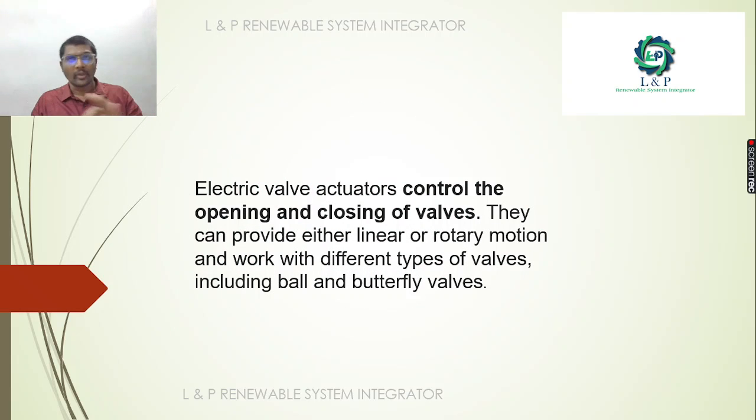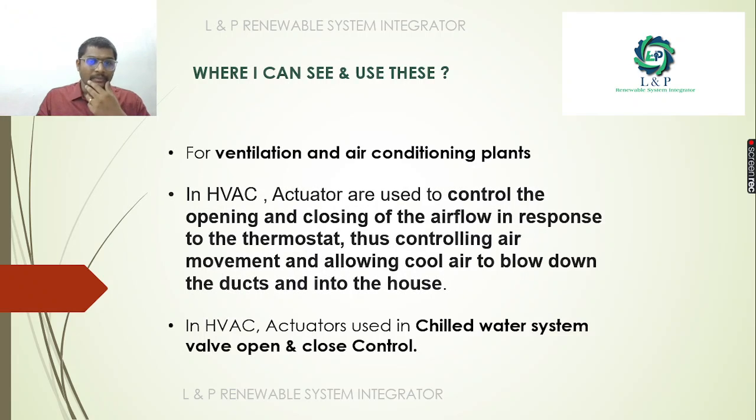As I told earlier, an electrical valve actuator is used to control the opening and closing of valves. It is used in most places where we want to control rotary motion. Even for butterfly valves, we can use valve actuators. Mostly it is used in heating, ventilation and air conditioning systems, and even in plants, wherever water supply, oil and gas supply, or valves are present, we can use these valve actuators.